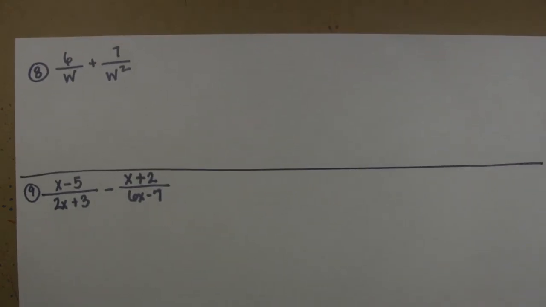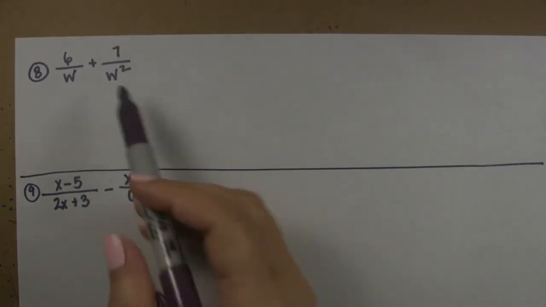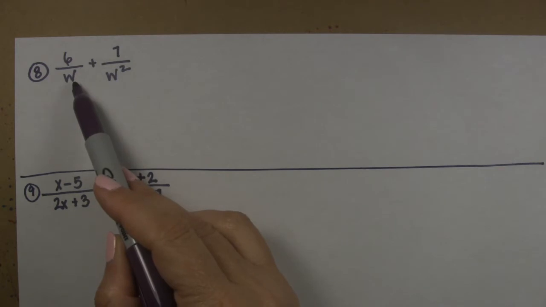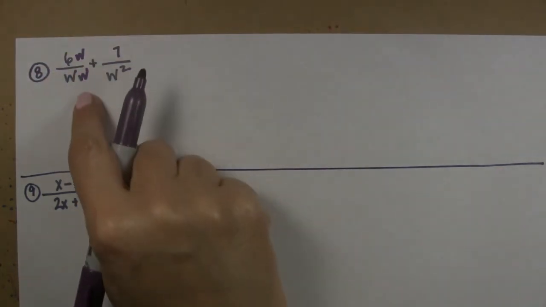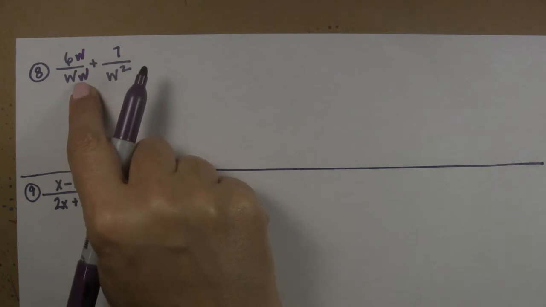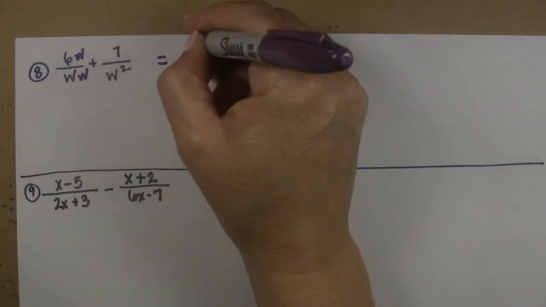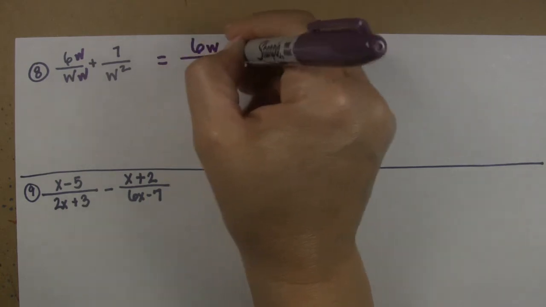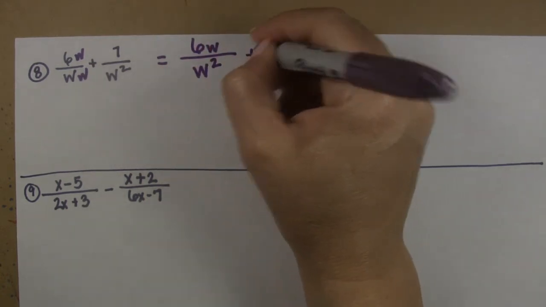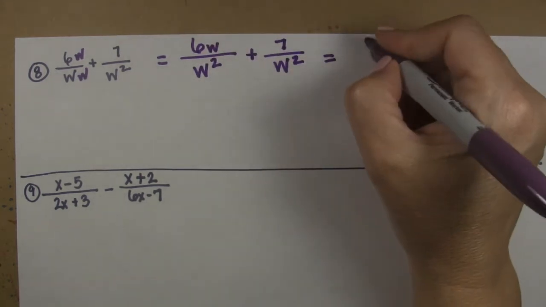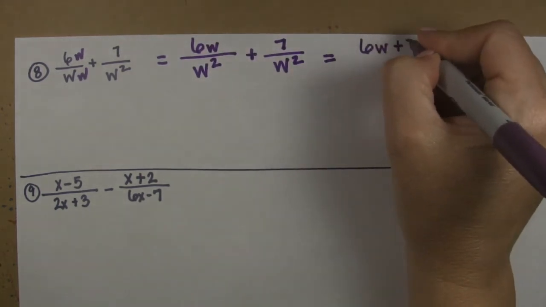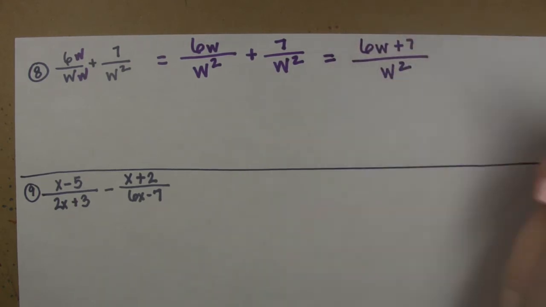All right, let's take a look at number 8. Number 8 is nice because it's so much easier. Okay, so what is our common denominator going to be? It's going to be w squared. So what we're going to have to do is multiply the numerator and denominator of this fraction by w. So we will wind up with 6w over w squared plus 7 over w squared. And then combining our numerator, we get 6w plus 7 all over w squared.